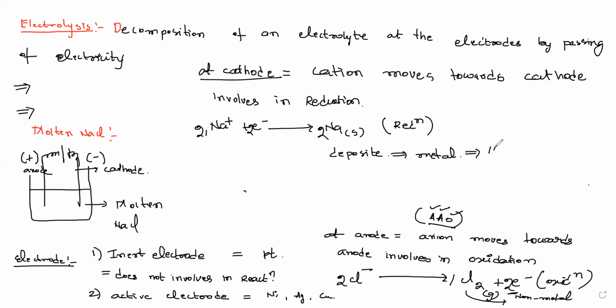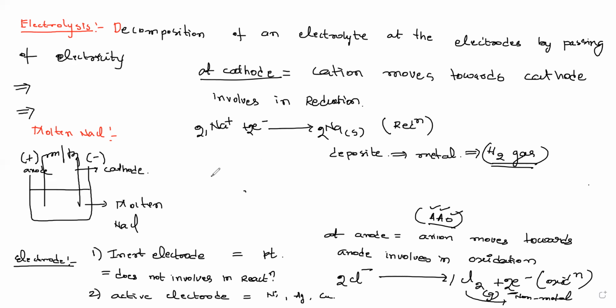And at the cathode, hydrogen gas is also liberated in other examples. Hydrogen gas is liberated at the cathode only, and metals are deposited at the cathode only. And this is the point.